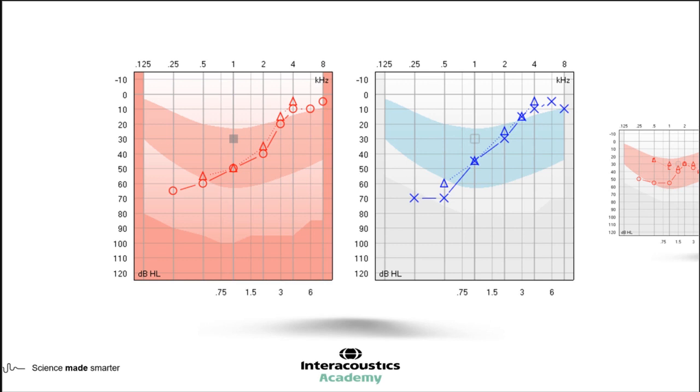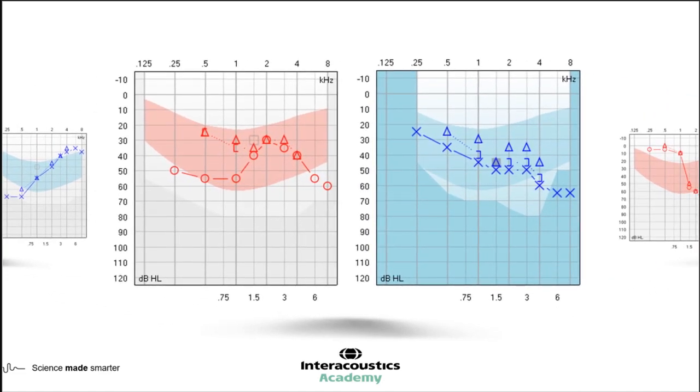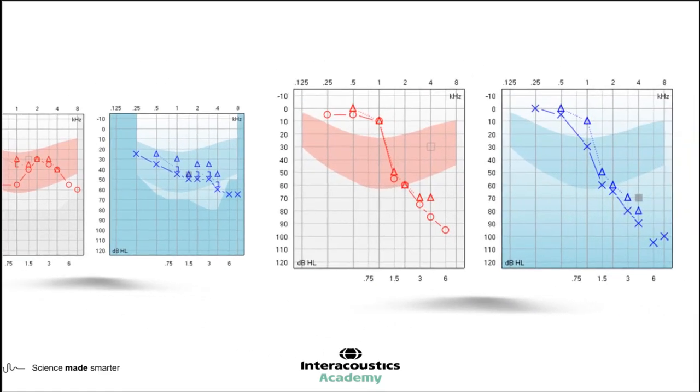So first of all, we have a reverse sloping loss, which can be quite tricky to fit. Then the next one along is a slight asymmetrical loss with a sort of mixed component on the right-hand side there. Sometimes we often see some fluctuations with these mixed losses as well, which can complicate matters further.